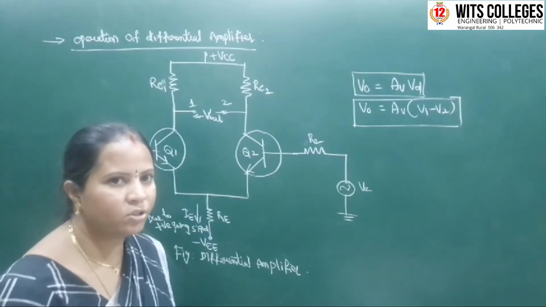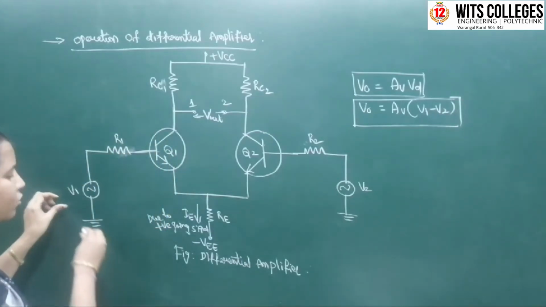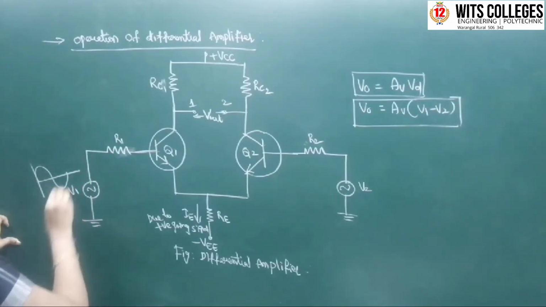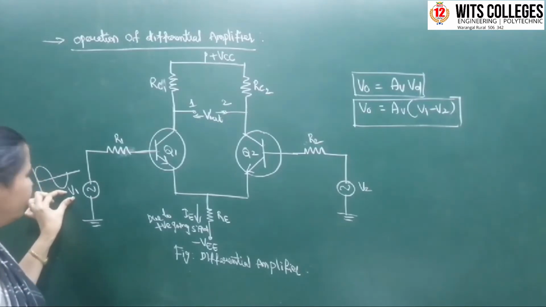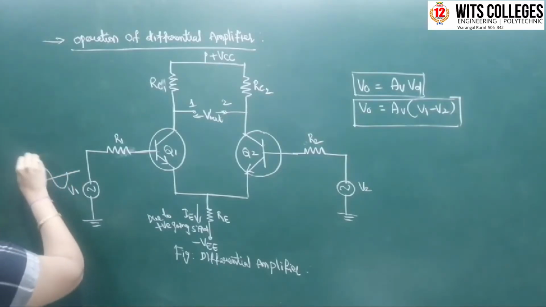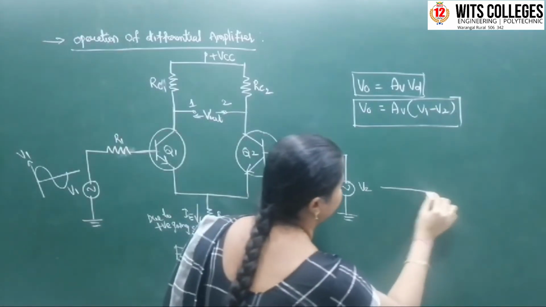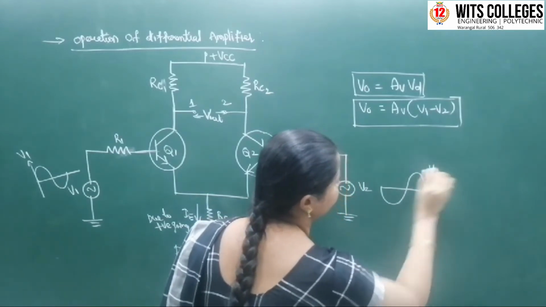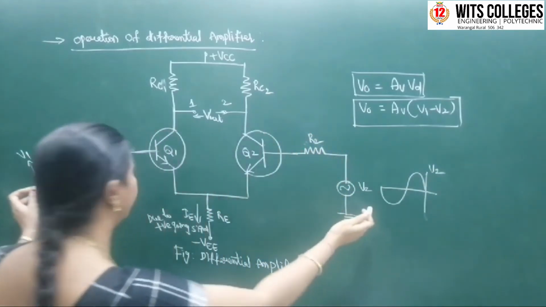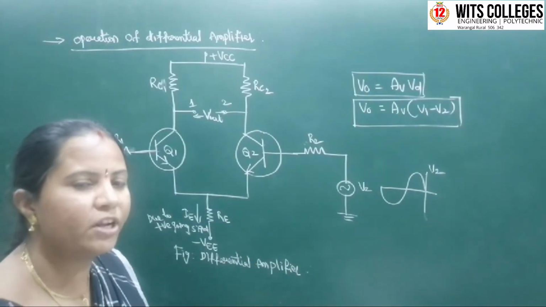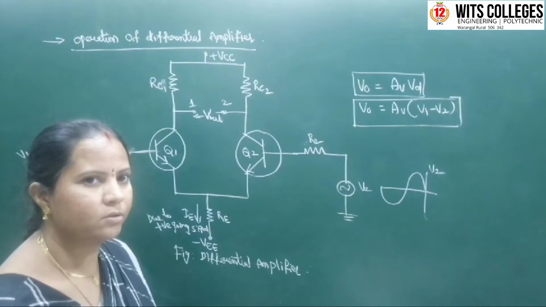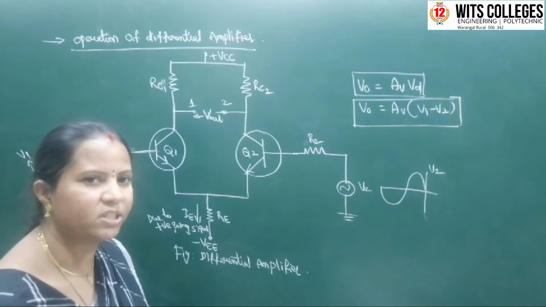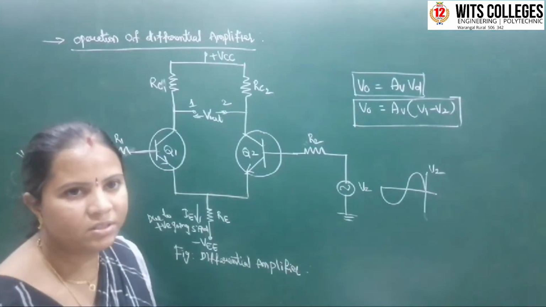Coming to the operation of the circuit, here we are giving two differential inputs. The input V1 is a positive going signal, and the input V2 is a negative going signal. So the two inputs are differential mode inputs. The inputs to the differential amplifier are 180 degrees out of phase with each other, so these are nothing but differential mode signals.